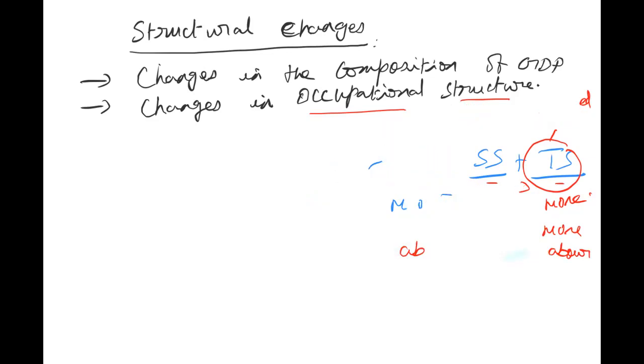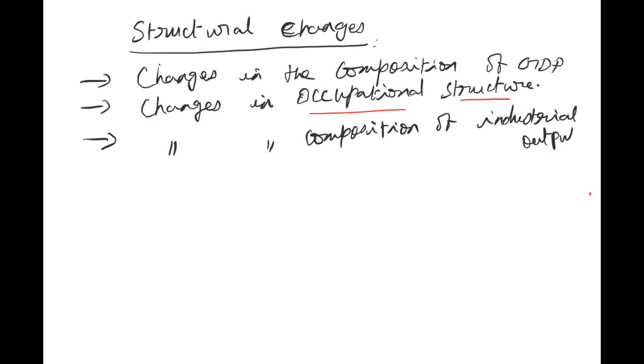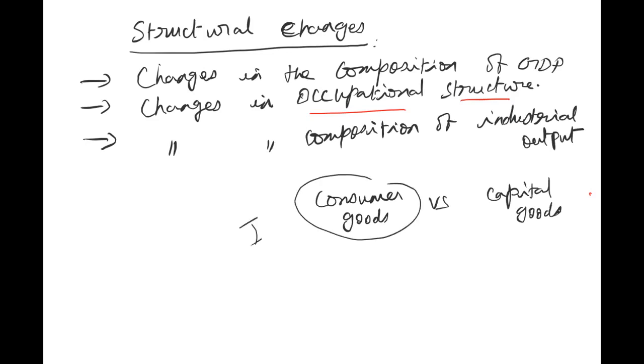Then the next structural change the country has to initiate is changes in the composition of industrial output. Composition of industrial output: basically, if you categorize the industrial goods, it is either consumer goods versus capital goods. So in the initial stages of development, when I mark it, this is the initial stage. This is F, this is the final stage.